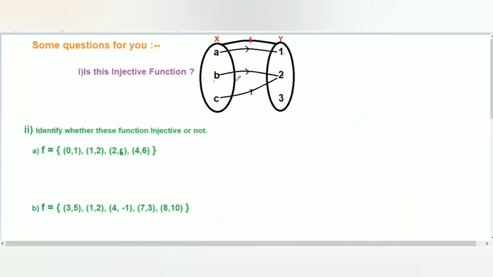And what does injective function mean? No element of y should have more than one incoming arrow, but 2 has arrows arriving from a and b to 2. So 2 is taking more than one arrow. So this is not an injective function.